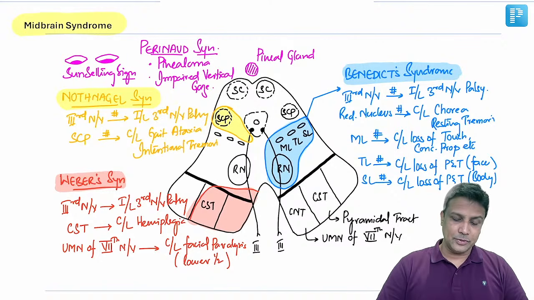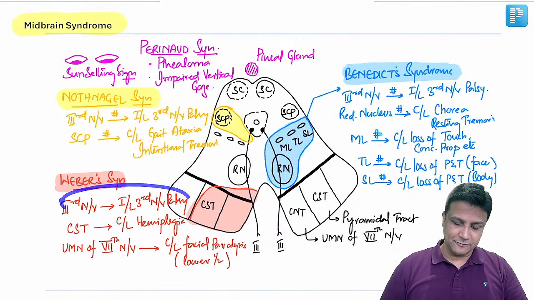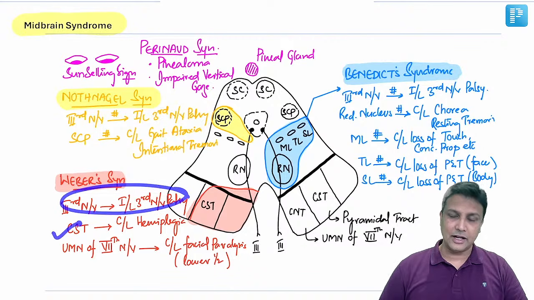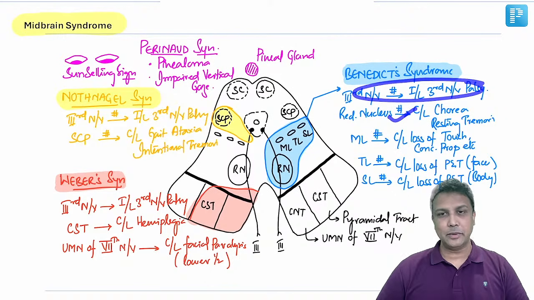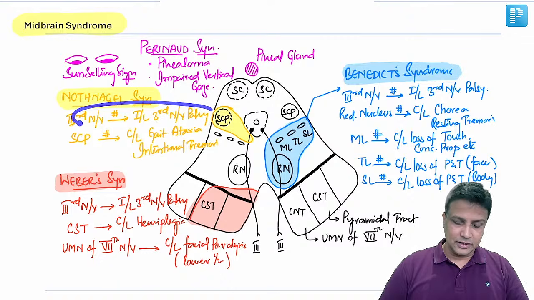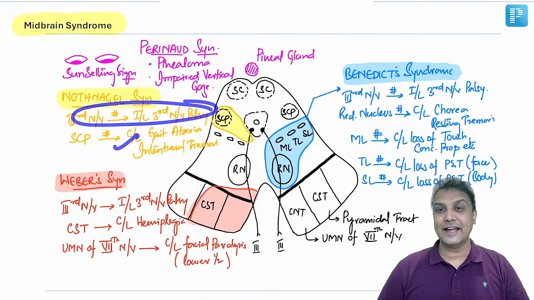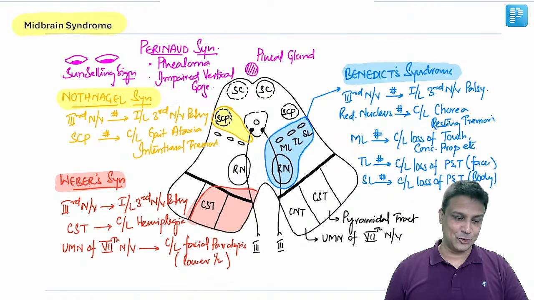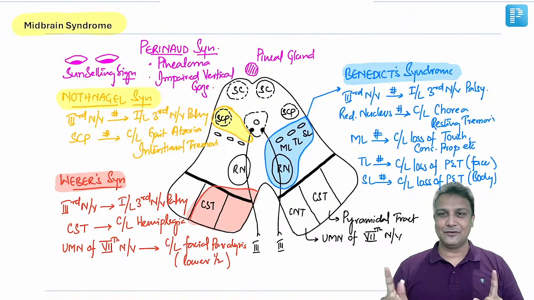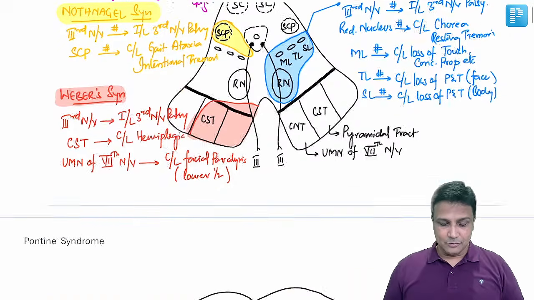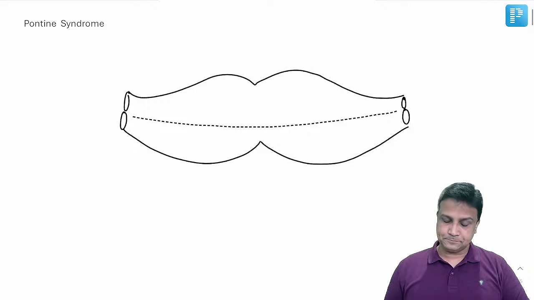If a patient comes to me along with the third nerve palsy, there is contralateral hemiplegia, Weber syndrome. Along with third nerve palsy, if there is contralateral chorea, then it will be Benedict syndrome. Along with the third nerve palsy, if there is contralateral gait ataxia, then it is Nothnagel syndrome. Nothnagel syndrome, guys. Remember like that. So along with the third nerve palsy, if you see that combination, I hope now the things are becoming easier for you. Moving on to the Pons here.